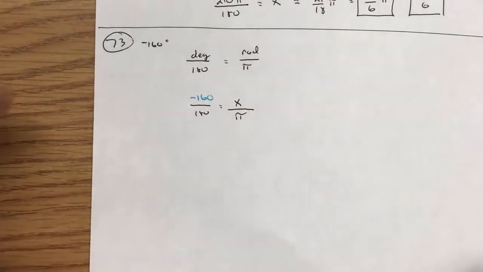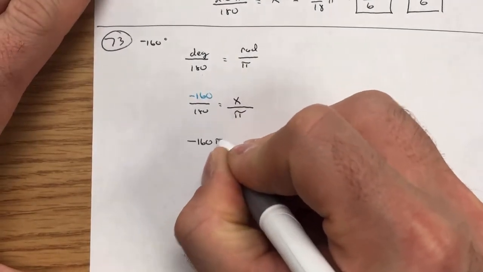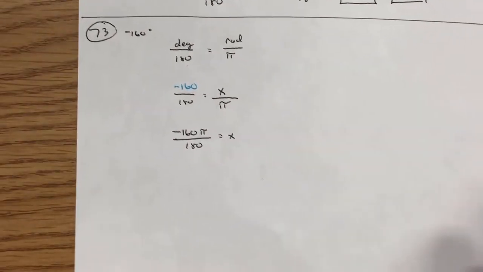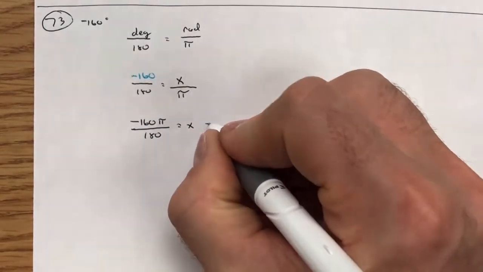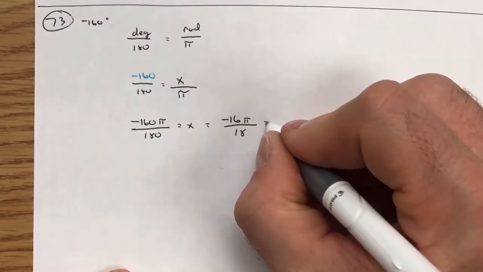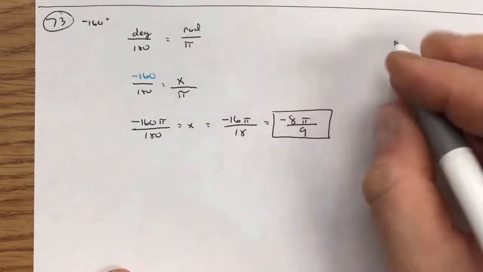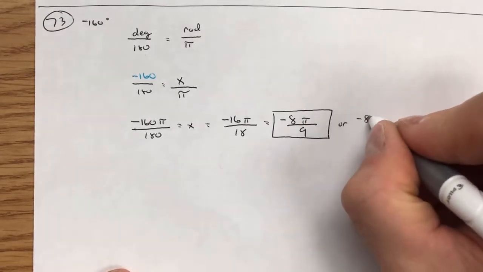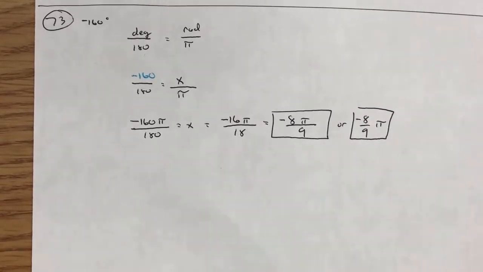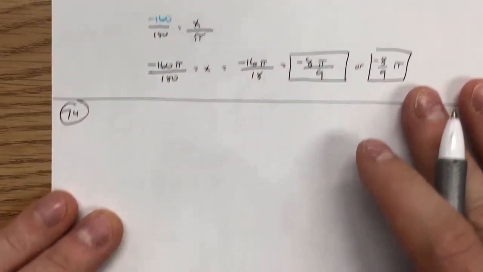Awesome. Okay. So what I'm going to do is multiply both sides by pi. So that is negative 160 pi over 180 is equal to x. And then I'm just going to go ahead and start simplifying this however I can. So first off, I know that can reduce down to negative 16 over 18. These are both divisible by 2. So it looks like I get negative 8 over 9. So it could be that. Or if you wanted the pi off to the side, it would be negative 8/9 pi radians. Again, same answer, different format. That's number 73. Let's take a look at number 74.